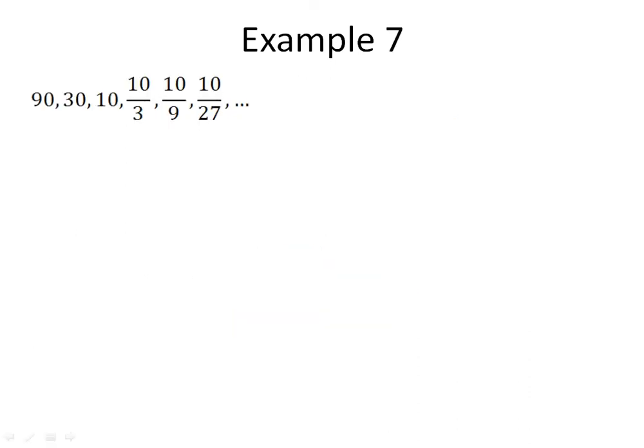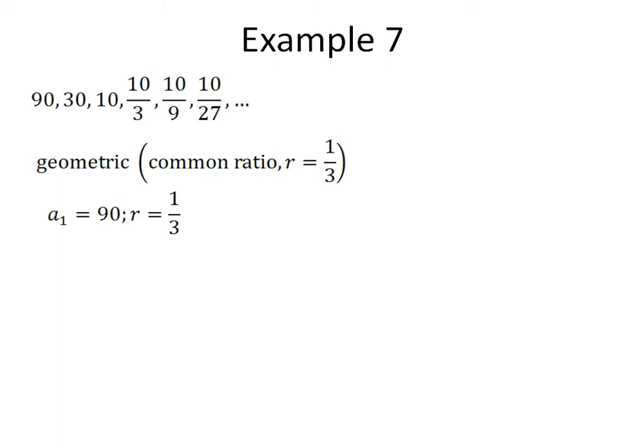Okay, example 7 says 90, 30, 10, 10 over 3, 10 over 9, 10 over 27, etc. Okay, notice what's happening here is each time we're dividing the previous term by 3. So a common ratio is going to be 1/3. So once again, we start out with our identification. The first term is 90. The common ratio is 1/3.